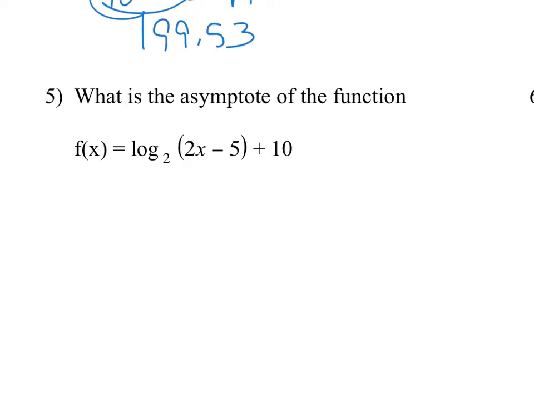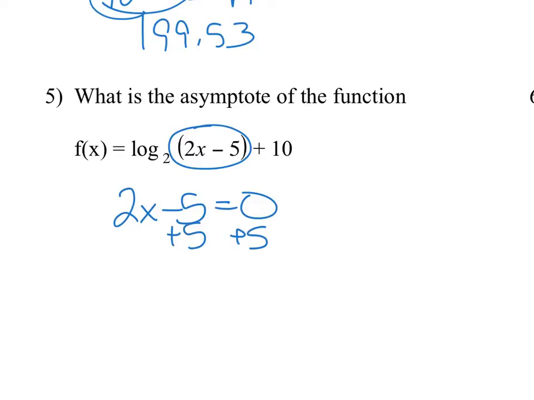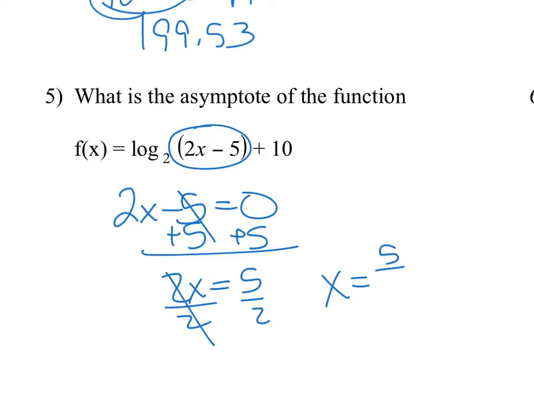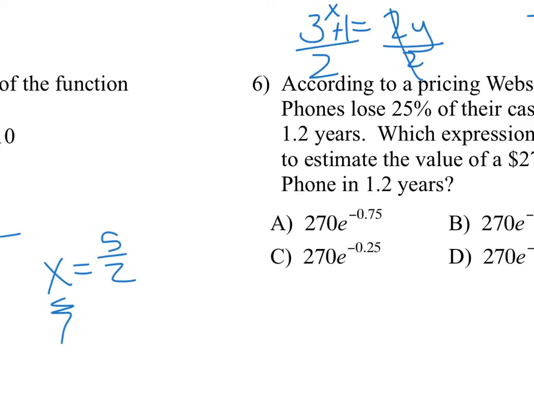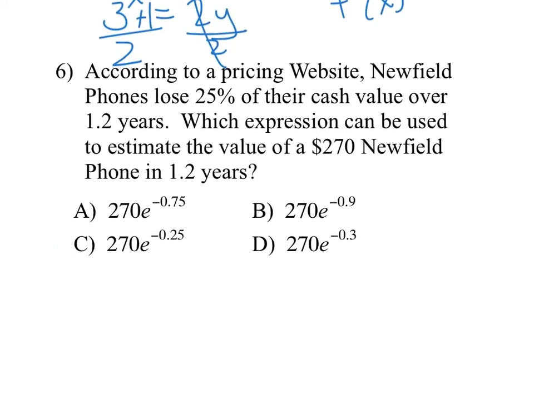What is the asymptote of the function? So the asymptote revolves around that. So it's 2x minus 5. Wherever that's equal to 0, that's the asymptote. So 2x equals 5, divide by 2, and x equals 5 over 2. Asymptotes for logs are always x equals, and for exponentials it's y equals.